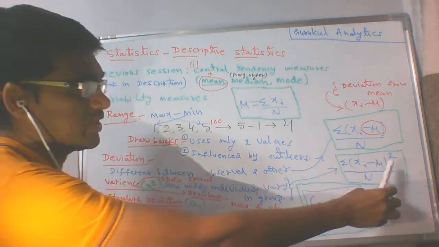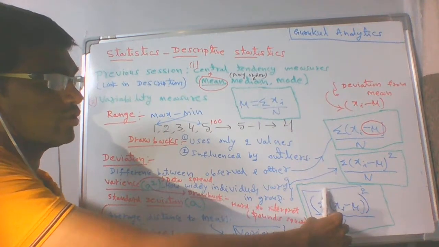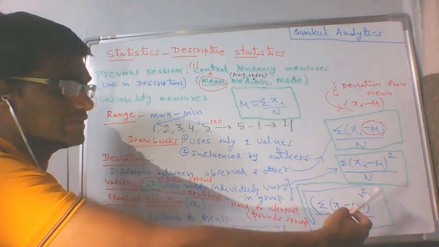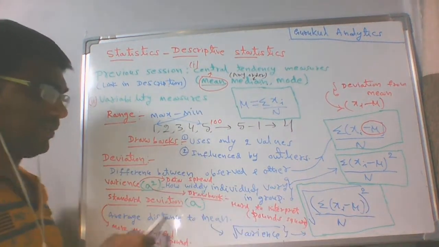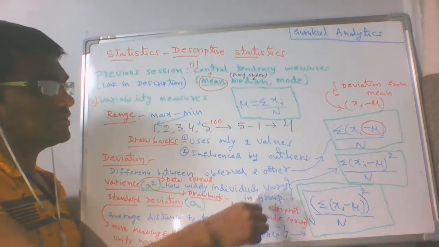So in the formula, if you observe, there was a square. Here we have taken the square root again. If we cancel the square with the square root, the units will become pounds. Okay. So this is the idea here.